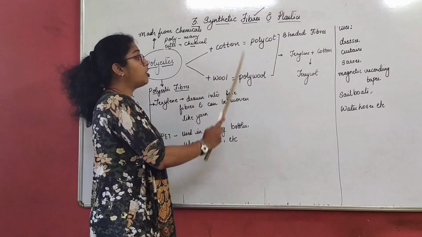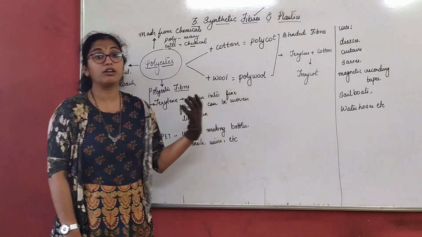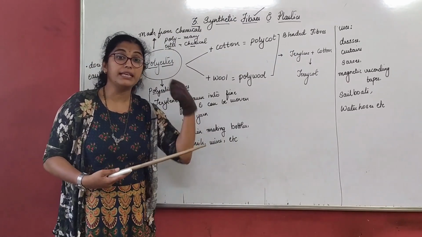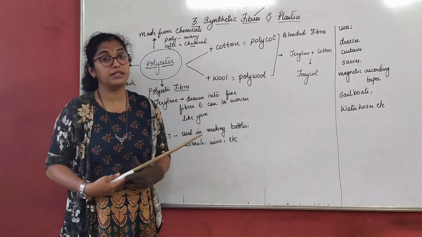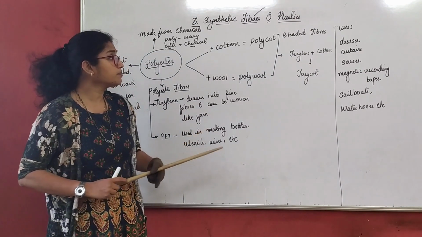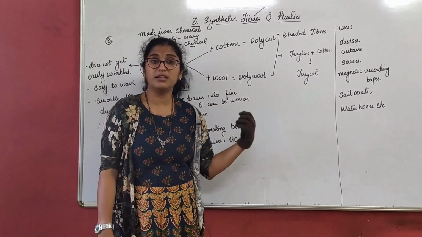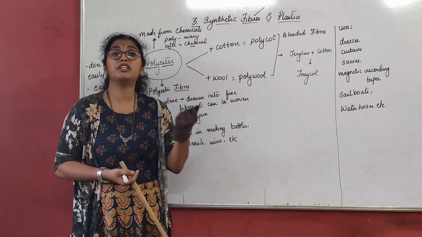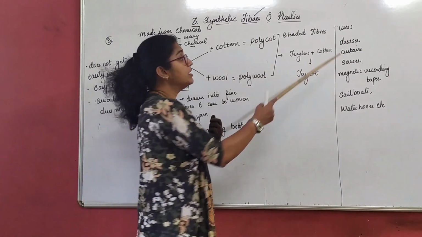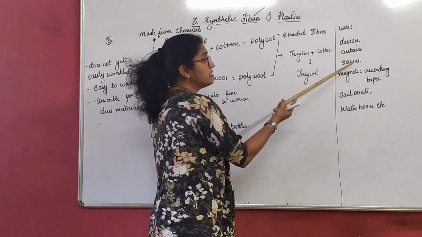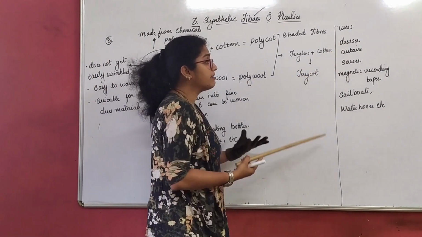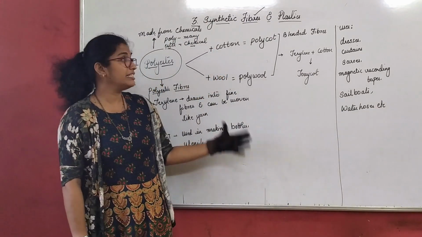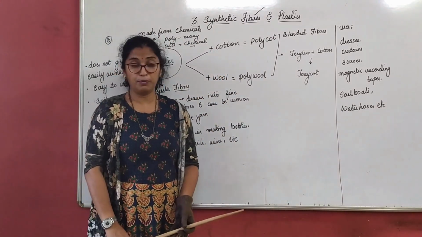So these polycot, polywool and terrycot are called blended fibers, because we mix them with something and a fiber is prepared out of it. Now where do we use this polyester? We all know that, of course, in dresses and saris that we wear, because they do not get crumpled easily. We use them in dresses, curtains, saris, magnetic recording tapes, sailboats, water hoses, etc. Many different applications we have of polyester.